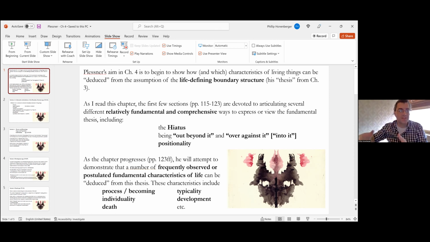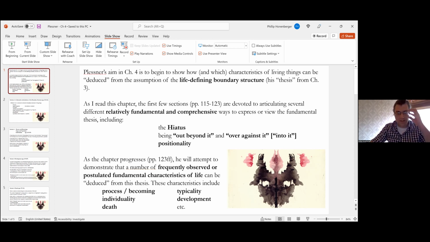In terms of what we read for this week, there are really two big parts here. The first two sections of the chapter, as I read them, are just articulating different relatively fundamental and comprehensive ways of expressing the basic thesis articulated in chapter 3. And he runs through a number of different ways of articulating that, some of which he'll draw on again and again in subsequent discussions.